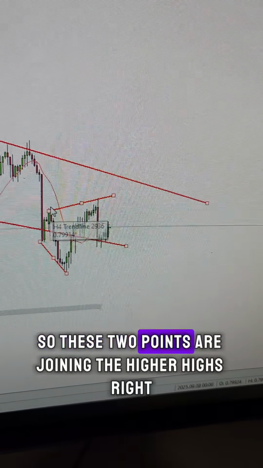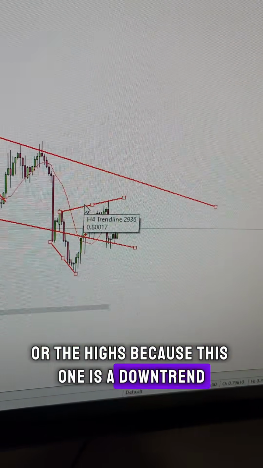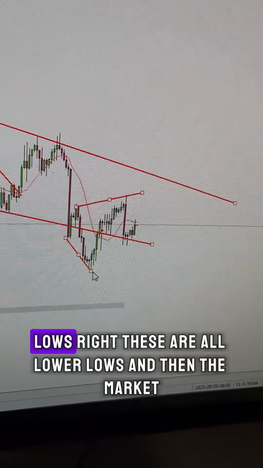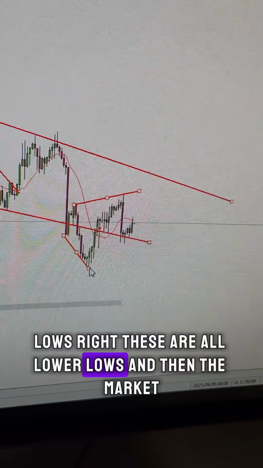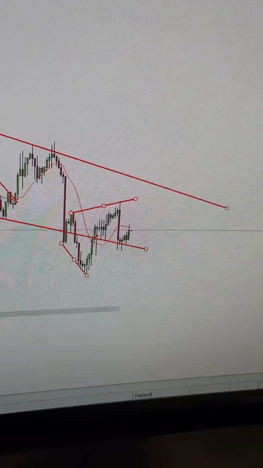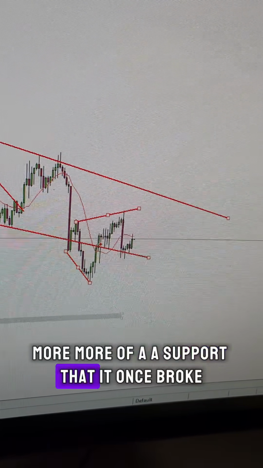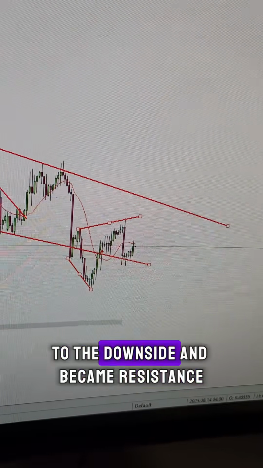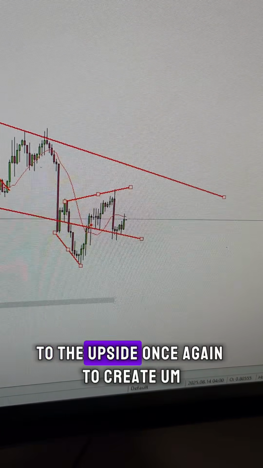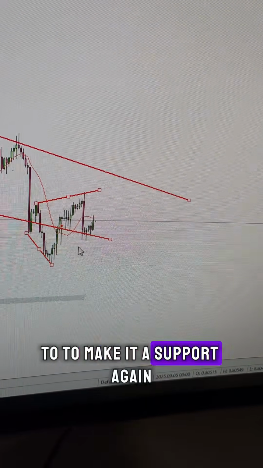we also join these 2 points at this. So these 2 points are joining the higher highs, or the highs, because this one is a downtrend, and then these are joining the lows, right? These are all lower lows. And then the market created more of a support that it once broke to the downside and became resistance, and then it broke it to the upside once again to make it a support again.